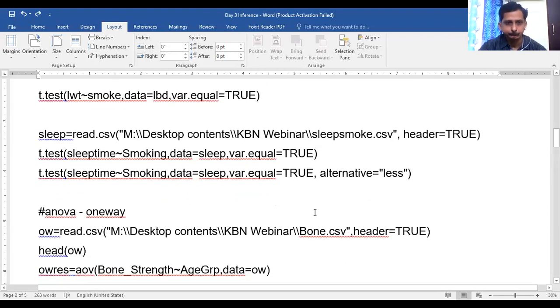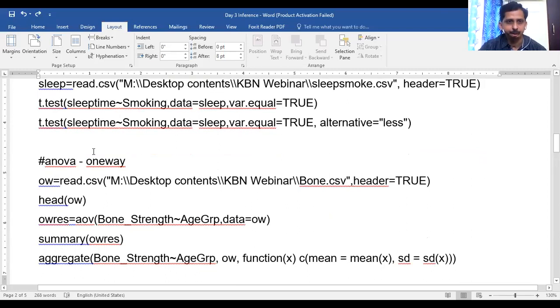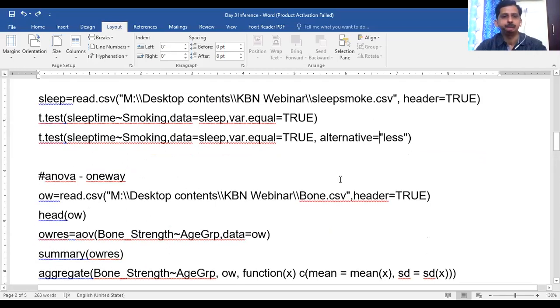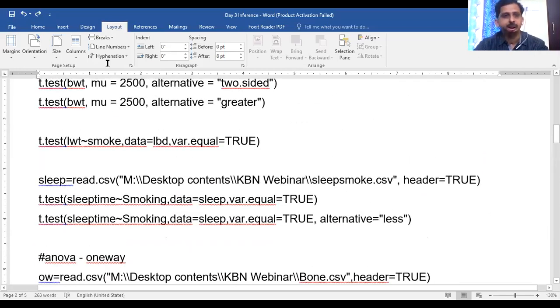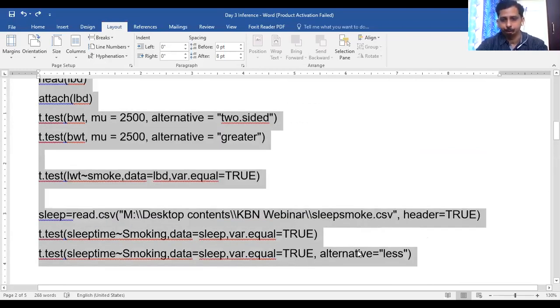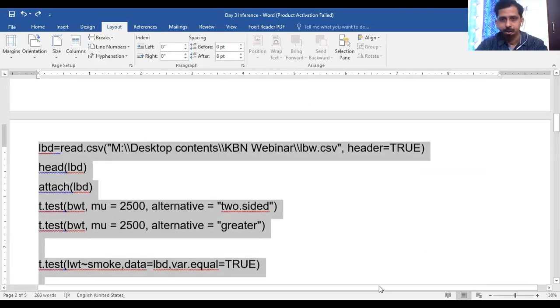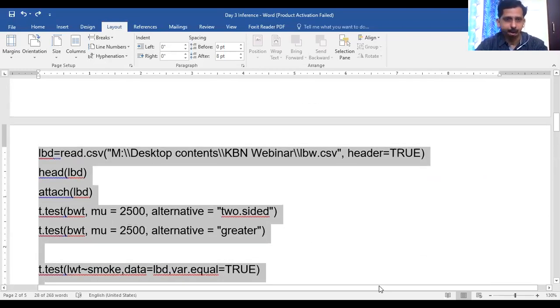Now let me complete the ANOVA. Let me complete the code and then we will do that. Or let me do one thing. Let me complete this T test and then we'll go with ANOVA. Is that fine? Where is my R Studio?